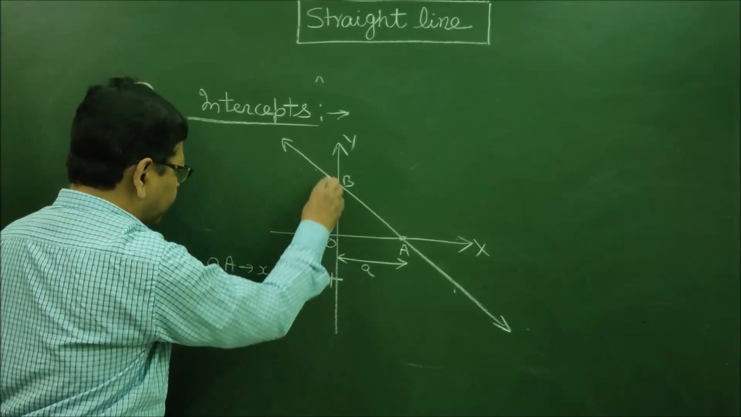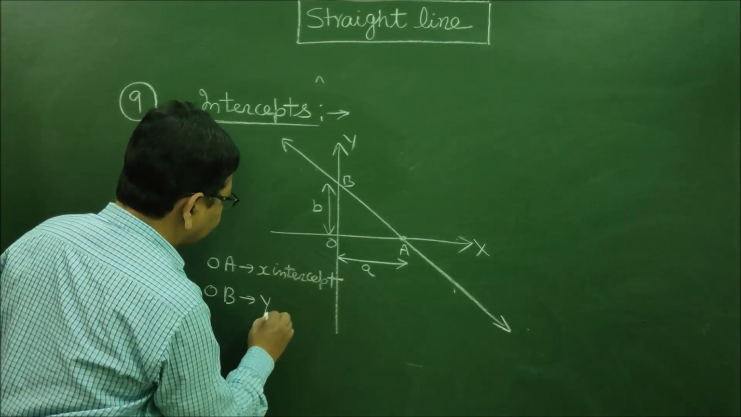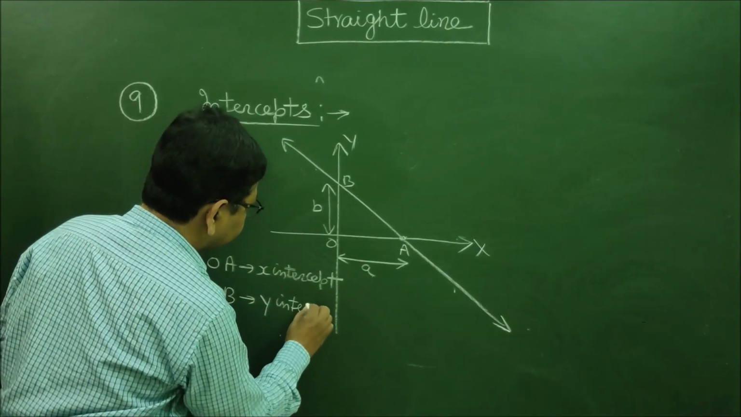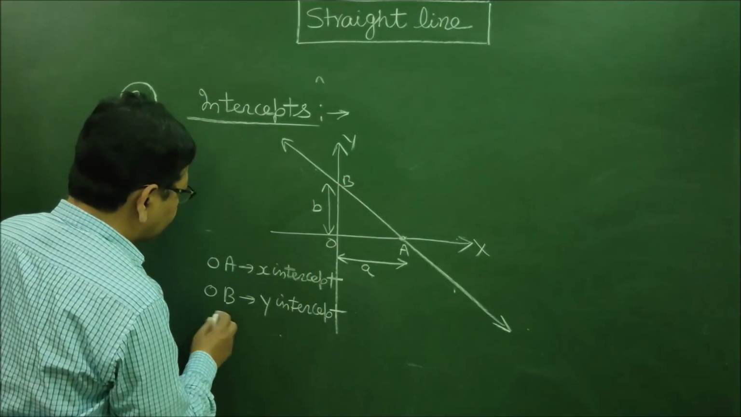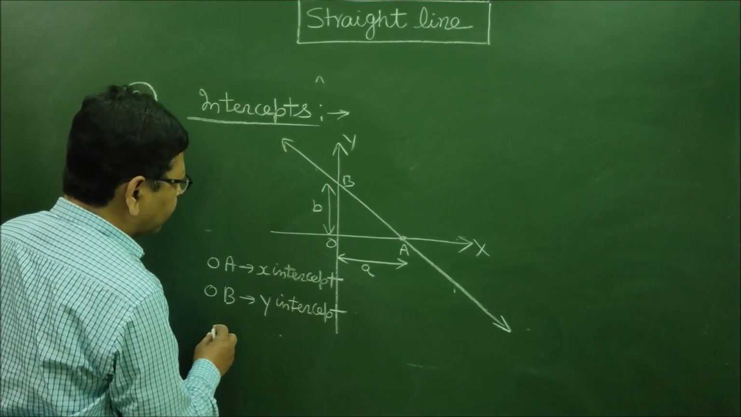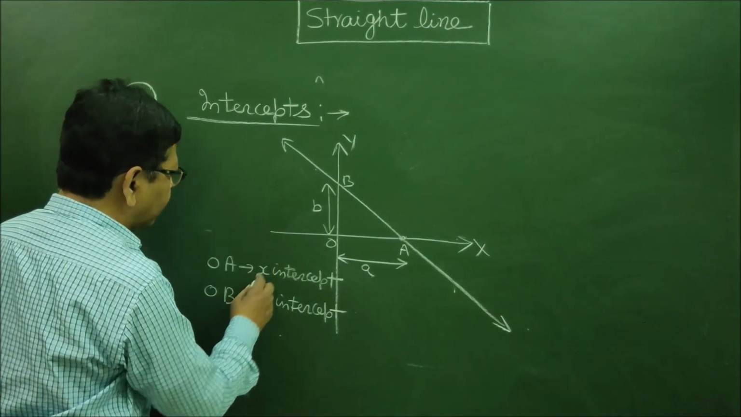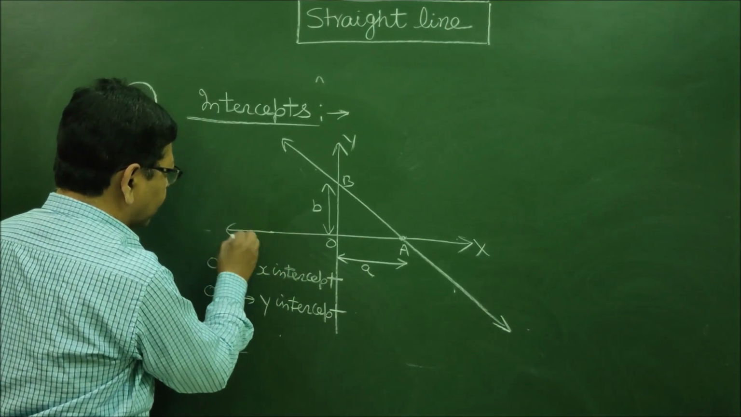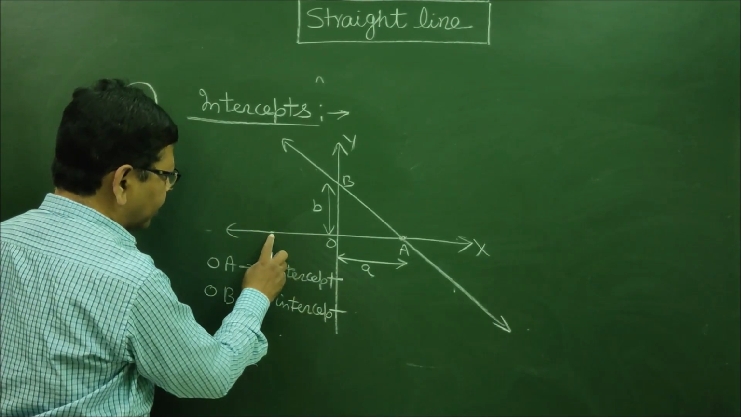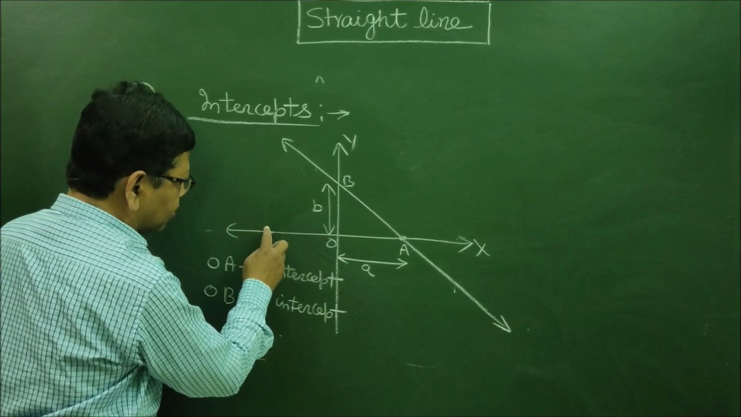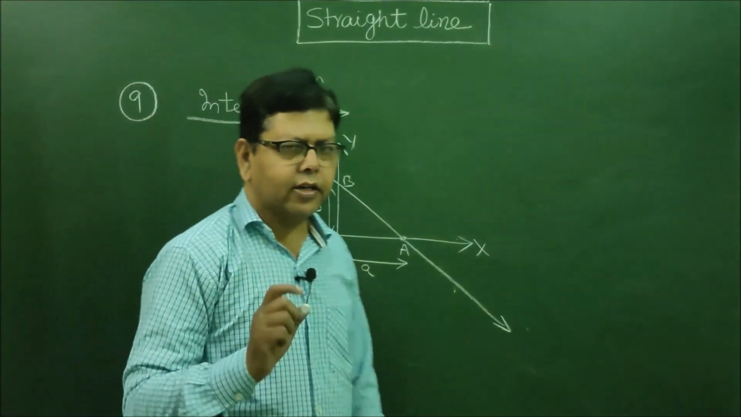And the length cut on the y-axis, OB, this is known as y-intercept. If the line passes through the origin, then there is no intercept, each is 0. But if a line cuts the x-axis on the negative side, then x-intercept is negative. And if it cuts the y-axis on the negative side, then the y-intercept is negative.